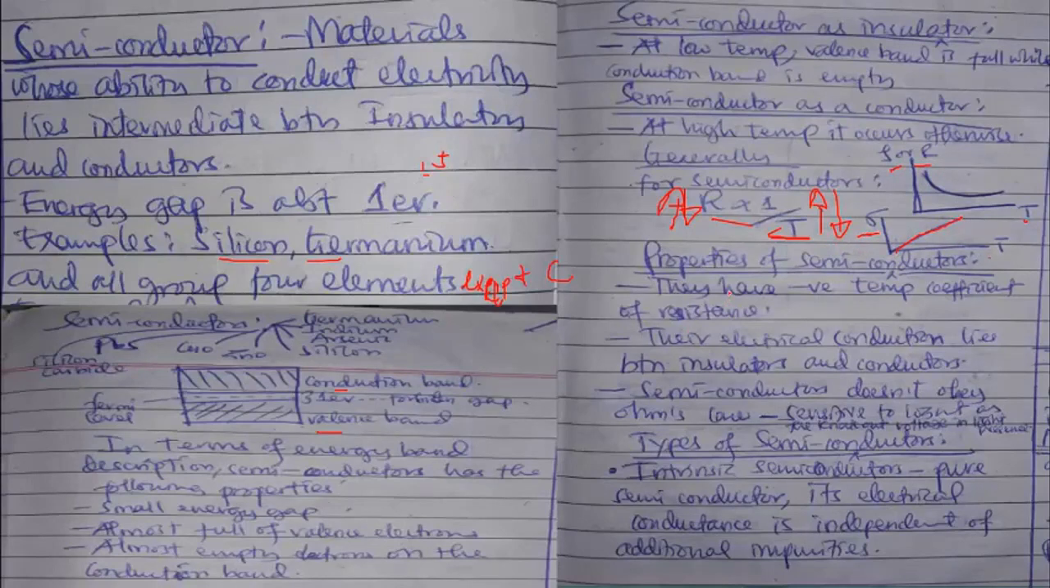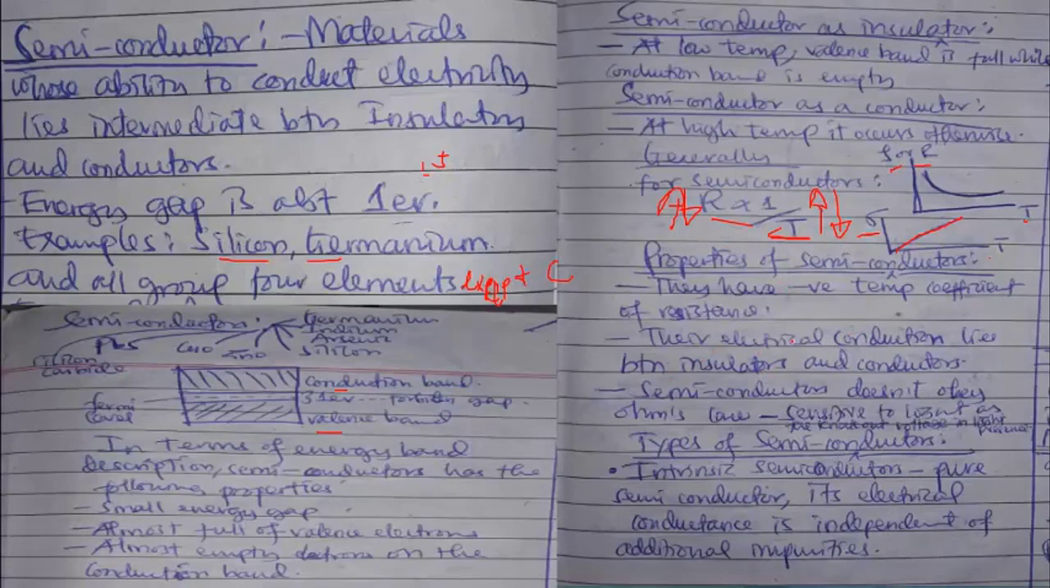Again, we have properties of semiconductors. As you see, most electronic people prefer using semiconductors over conductors, for reasons that we shall see later. But for now, we can study the properties of semiconductors, in which they have a negative temperature coefficient of resistance. This is because the resistance is inversely proportional to temperature. Therefore, they have a negative temperature coefficient of resistance.